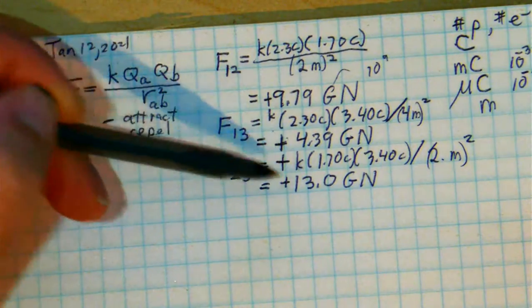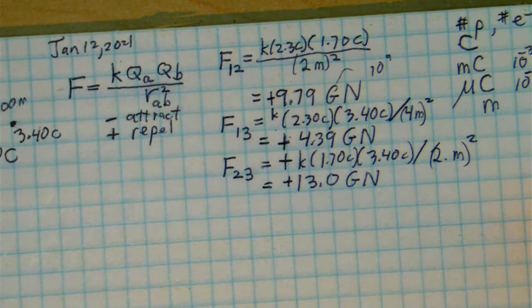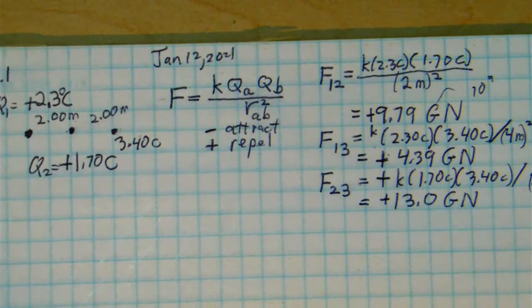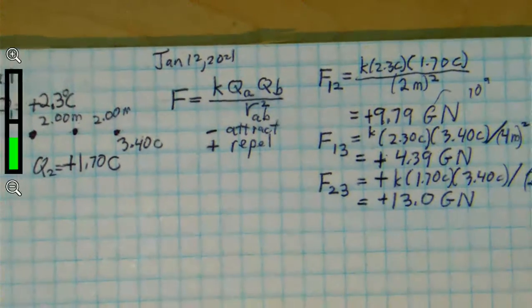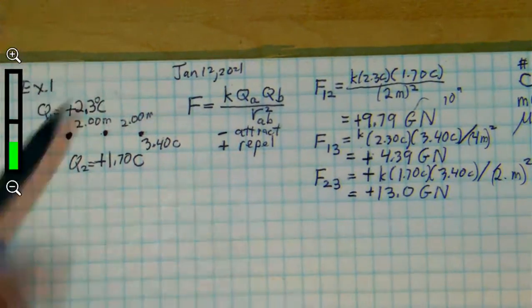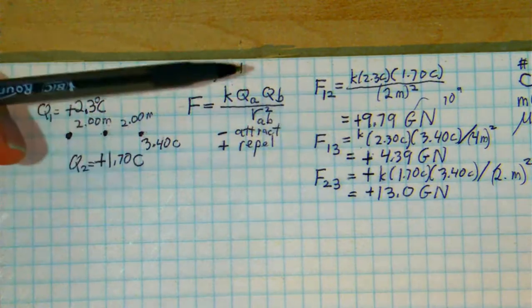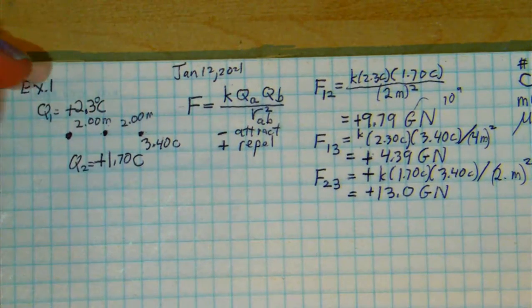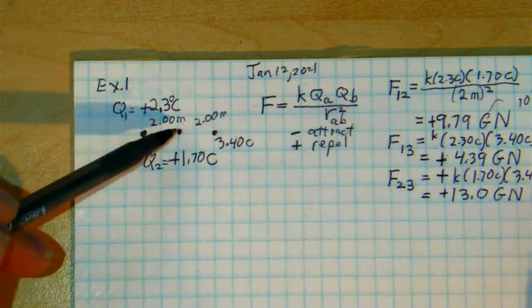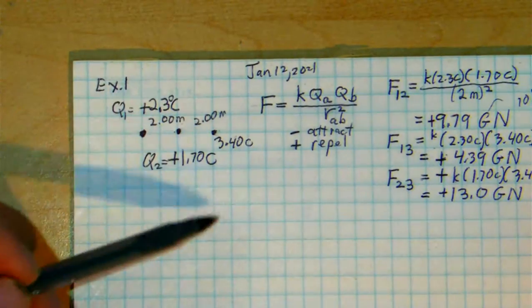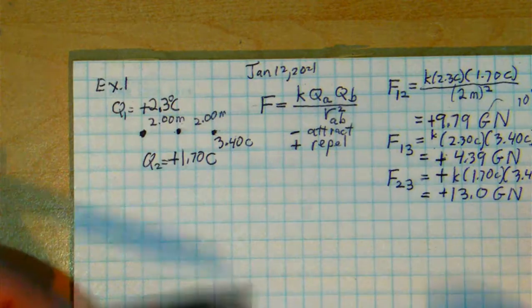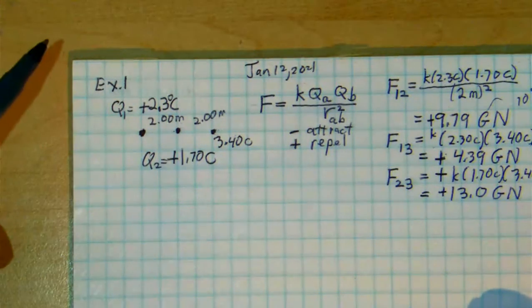Now that I have these 3 calculations, I look at my geometry to interpret what to do with those values. Each one of the 3 is positive, which means they're pushing each other apart. Q1 is pushing Q2. Q2 is pushing Q3. Q1 is pushing Q3. Everyone is pushing against everyone else.